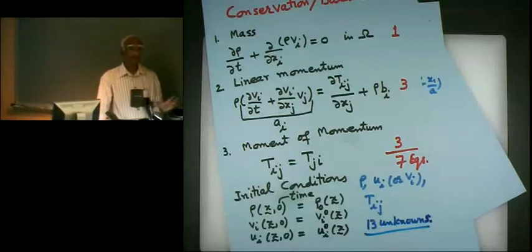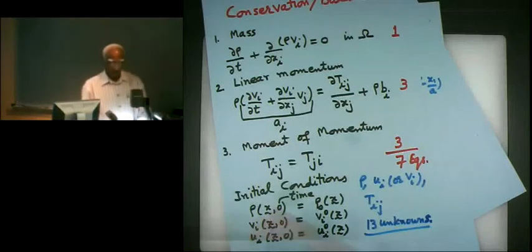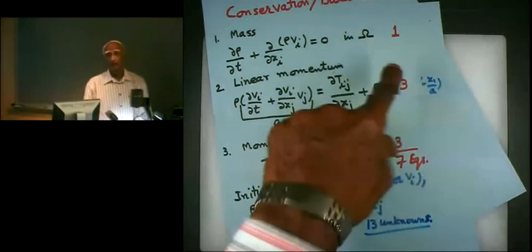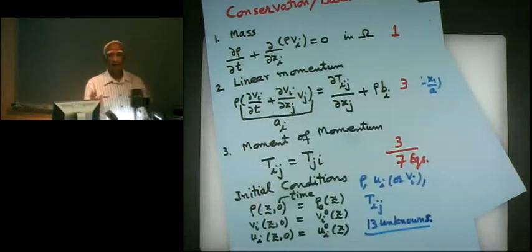So we need 6 more equations. We have 7 equations and 13 unknowns. Or if you say Tij is symmetric, then you have 4 equations and 10 unknowns. We are short of 6 equations. Anyone have an idea where we get those? What are those 6 equations? I can guarantee you have come across those.